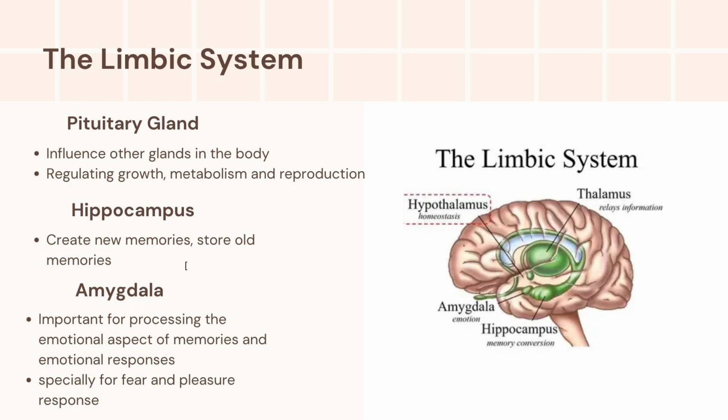The hippocampus creates new memories and stores old memories. When people talk about better study methods, lots of people say that you should treat your hippocampus well. And actually, when you go to sleep, your hippocampus is usually working to help you store new memories. The next part is the amygdala, and it's important for processing the emotional aspect of memory and emotional responses, especially our fear and pleasure responses.